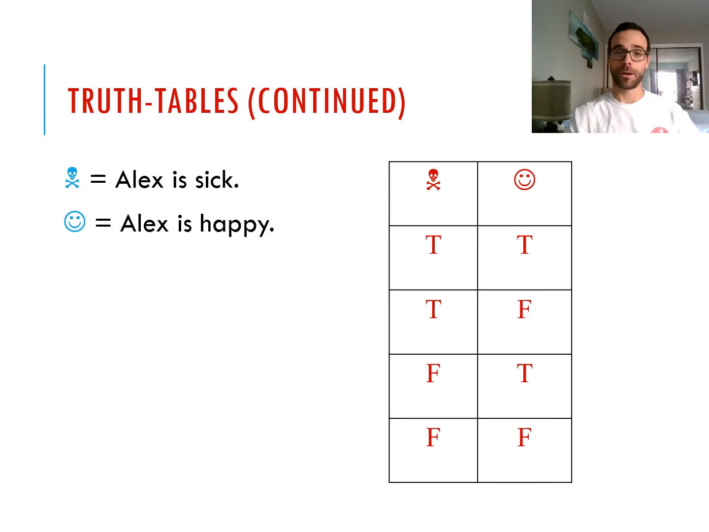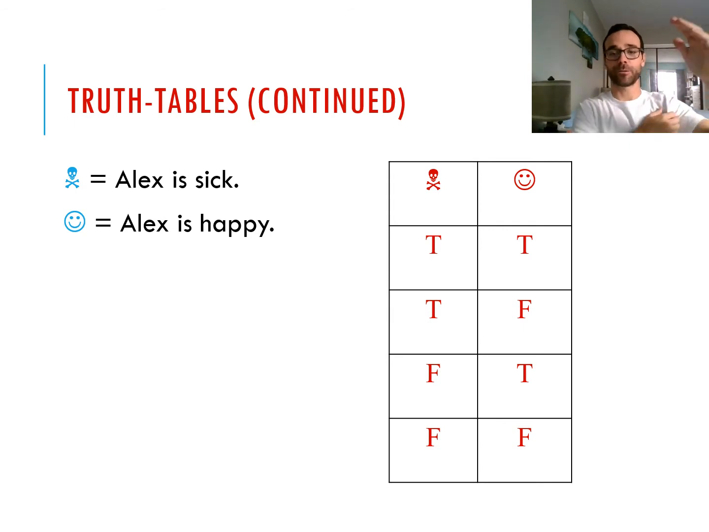So, with two simple propositions, Alex is sick and Alex is happy, we know we can have 4 combinations. We can be living in a world where it's true that Alex is sick and true that Alex is happy. It can be true that Alex is sick, but false that Alex is happy. It can be false that Alex is sick and true that Alex is happy, or it could be false that Alex is sick and false that Alex is happy.